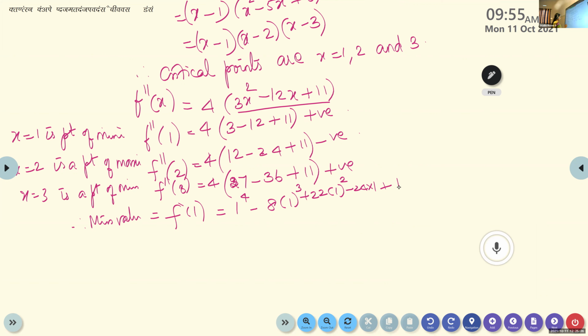Similarly, find out when x is 2, what is the maximum value? Find out what f of 2 is. And when x is 3, what is again the minimum value? Calculate it and give the answer.